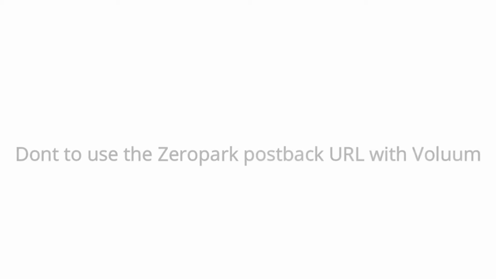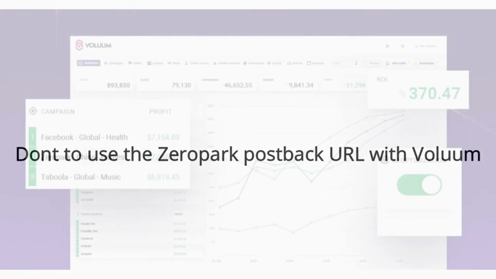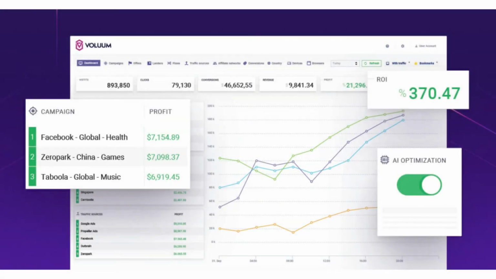And if you want to set up conversion tracking with Volume, you don't need to use the Zeropark postback URL or tracking pixels, because all your Volume data will be sent to Zeropark based on your client ID. So all you need to do is just set up your tracker.